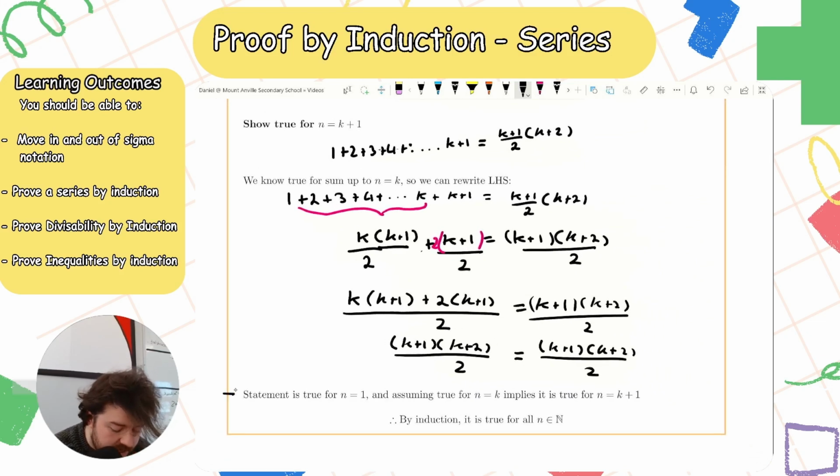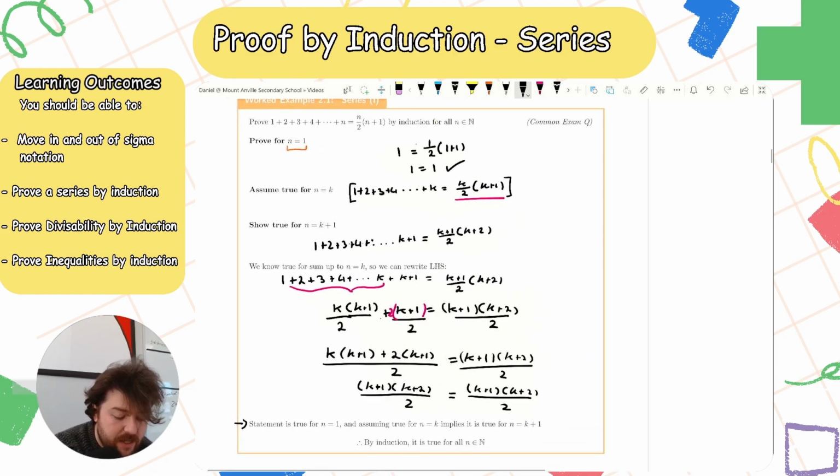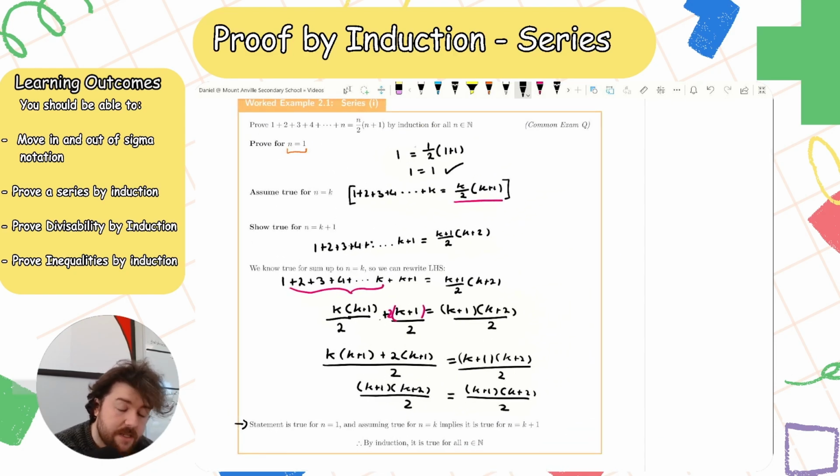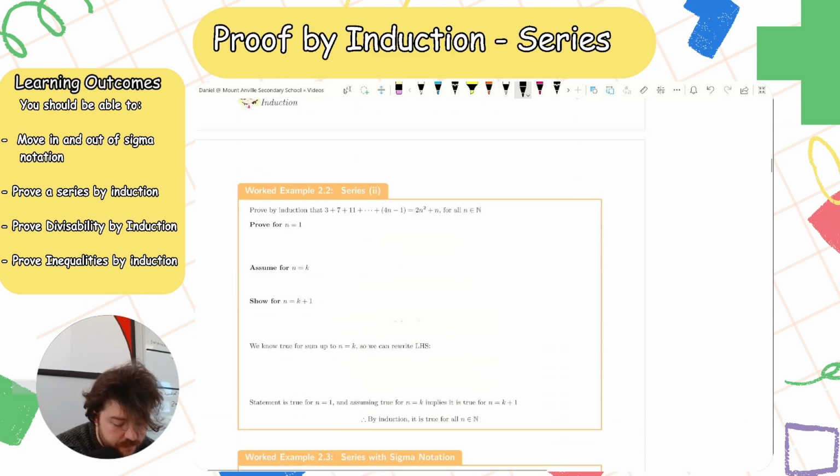And then you put a nice little statement here. Statement is true for n equals 1, and assuming true for n equals k implies that it's true for n equals k plus 1. Therefore, by induction, it is true for all values of n, elements of natural numbers. And that is proof by induction, right? It's 3 steps that you just have to remember. This goes for all our proofs by induction.